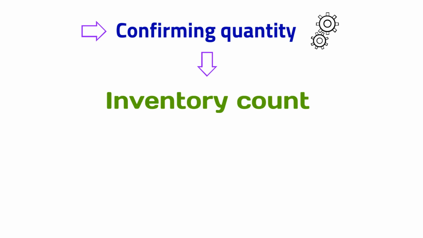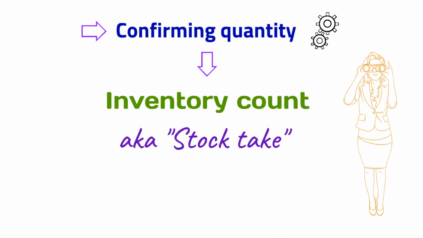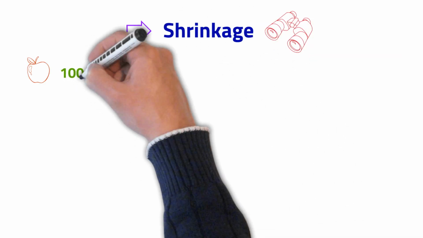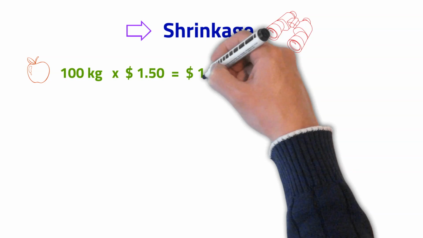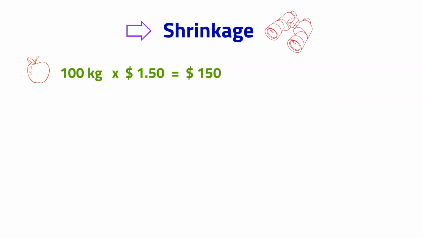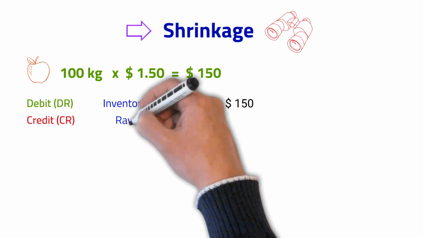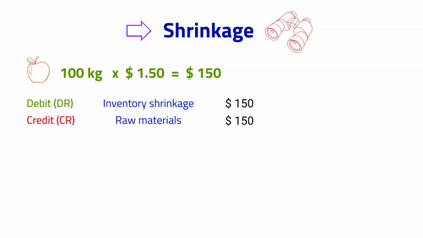Then, at month end, we do a physical inventory count and reveal shrinkage in raw materials. 100 kilograms of apples are lost, just disappeared. We need to decrease inventory and book the following journal entries. Debit inventory shrinkage expense 150, each kilogram at $1.50. Credit raw materials 150.